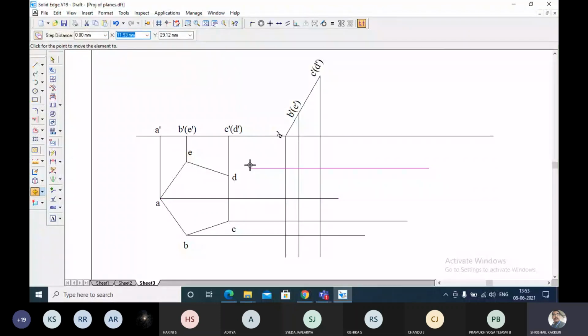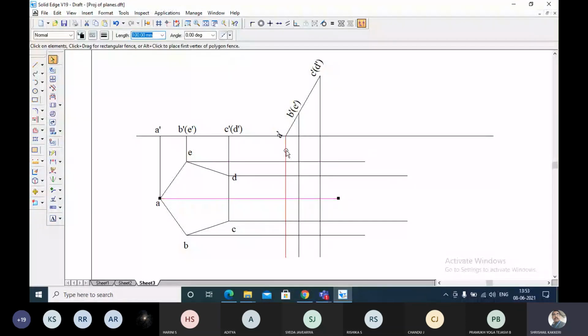Now let me come to this. I am going to draw the line A to A. They are intersecting here. You can see that. You can see the different color. So that means that is the intersection of these two. Okay. So A to A.